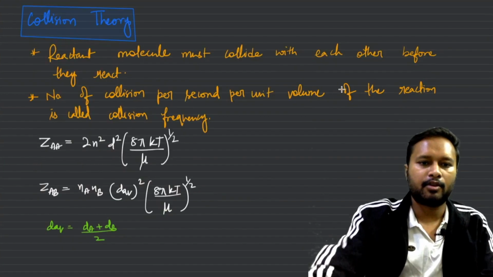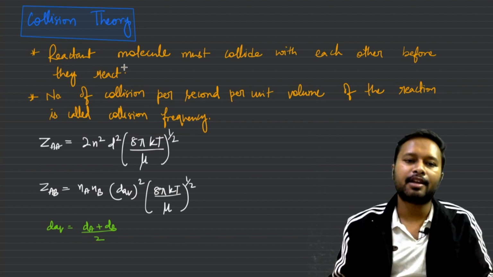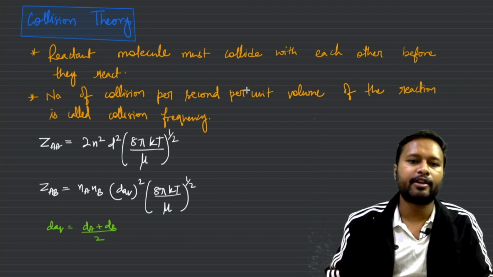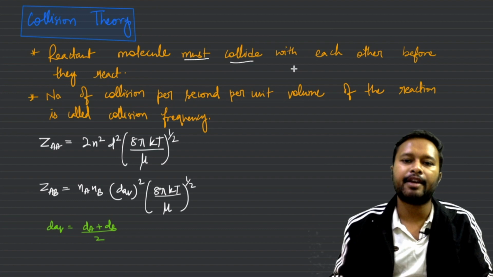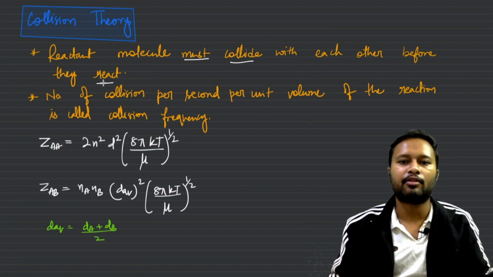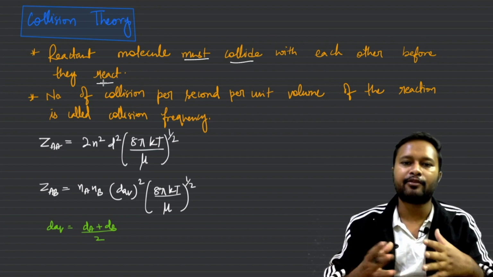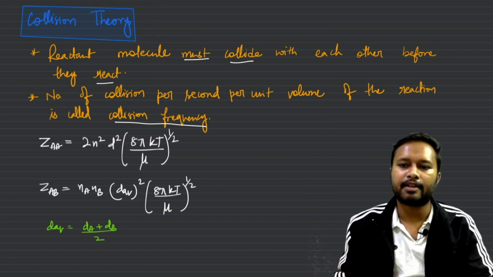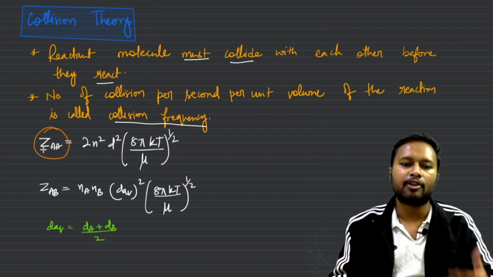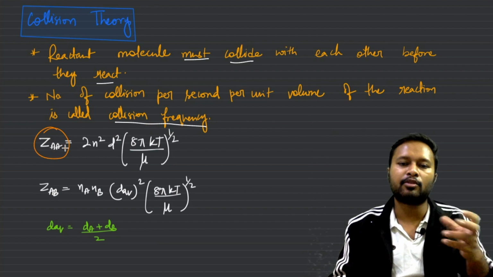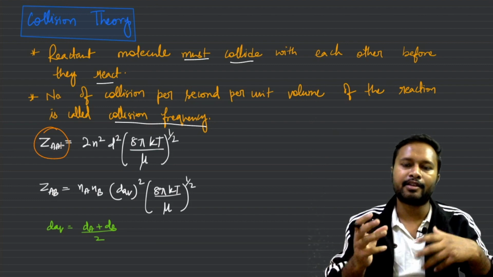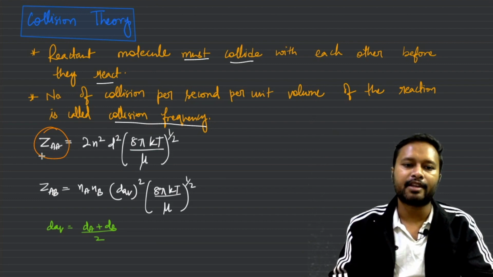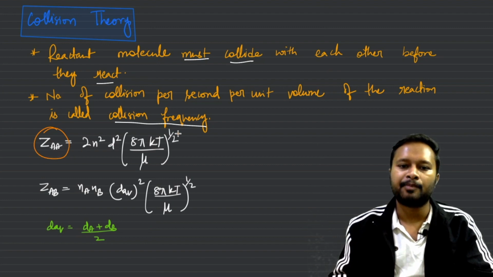Alright. Okay, the next thing is your collision theory. There are certain points regarding collision theory. The first point says that the reacting molecules must collide with each other before they react. So in order to react, two reacting molecules have to collide with each other. Now the number of collisions per second per unit volume of the reaction is called your collision frequency, and that's what we denote by ZAA. ZAA is the collision frequency when both the atoms are the same, when there is a homoatomic kind of system. In that case we write ZAA, and this will be 2 n square d square, 8 pi kT upon mu, under root of that.